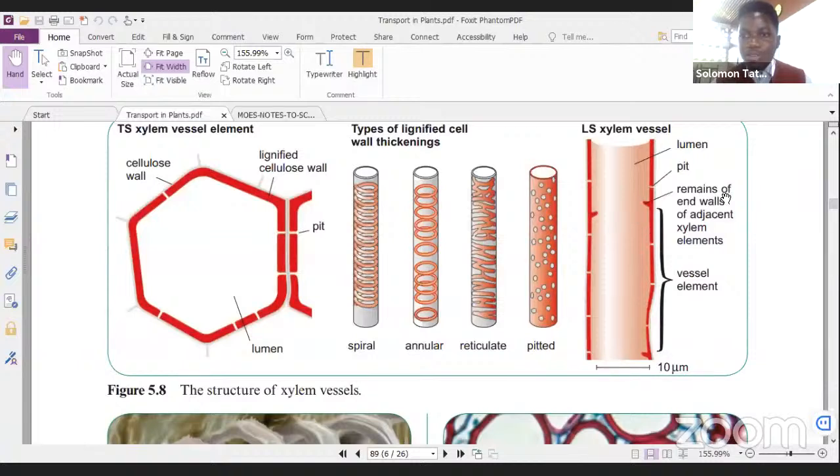And then the remains of the end walls of the adjacent xylem element, because these are connected from one xylem element to another. So these are like the endings, and then the vessel element. Those are some of the parts of the xylem. What I want you to pick here are the lignifications and probably the lumen and the pits. That's the most important part on this picture.